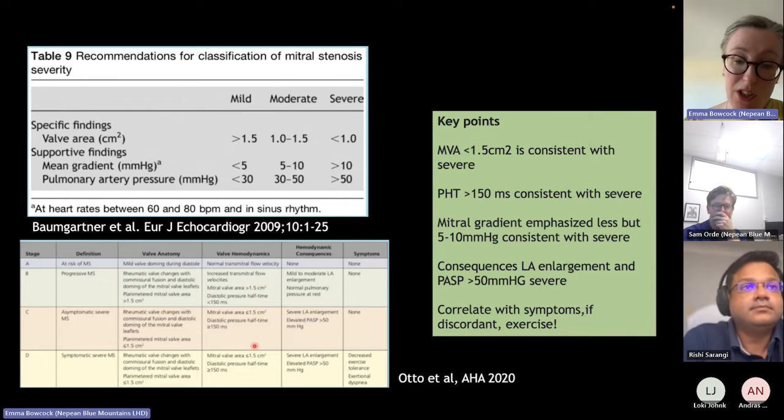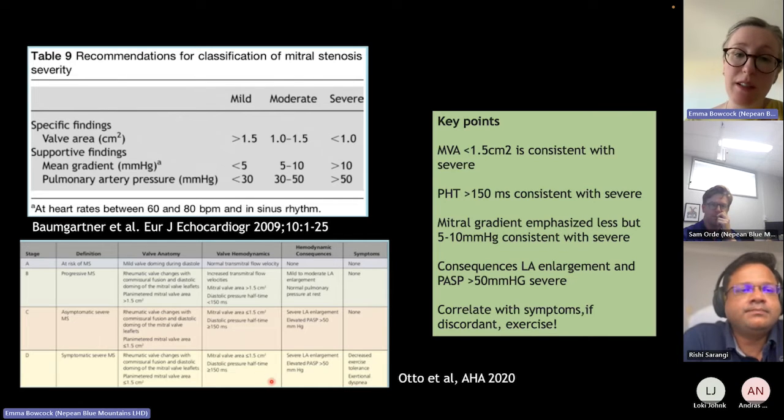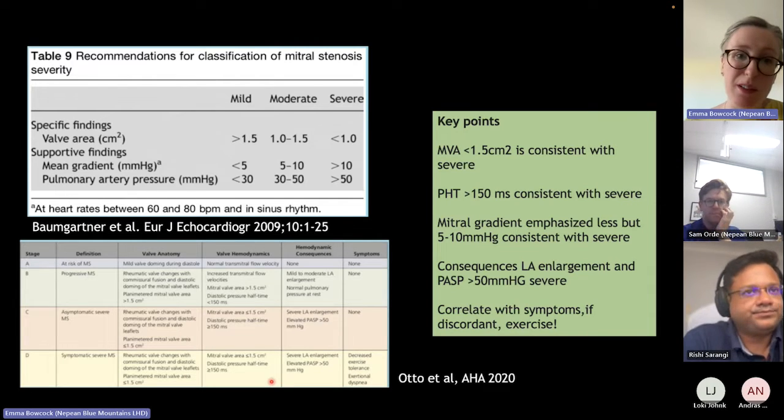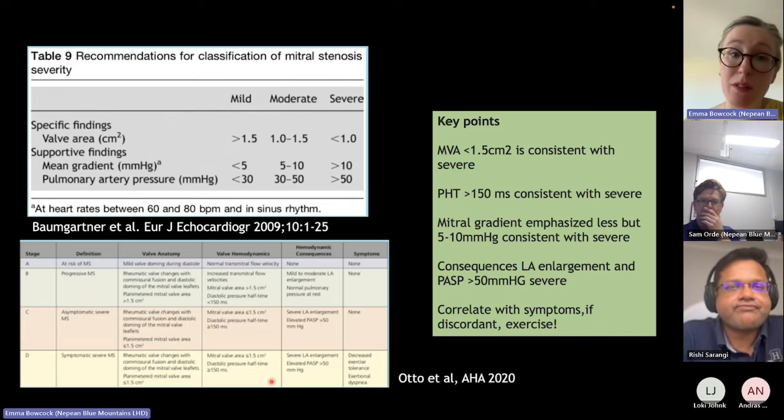Here, the pressure half time of more than 150 milliseconds is in keeping with severe. So these are important numbers to bear in mind. And they've taken emphasis off the gradient. You'll see that the gradient doesn't appear here. And that's because the gradient is so dependent on flow hemodynamics, which we'll talk through. And so it's highly fluctuant, depending on heart rates, cardiac outputs, all of that.